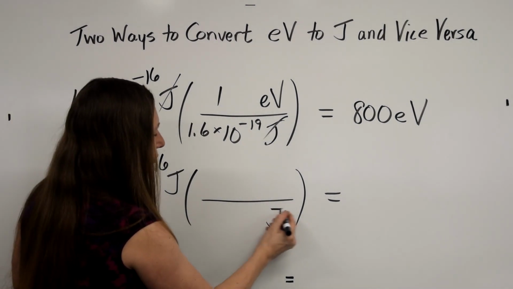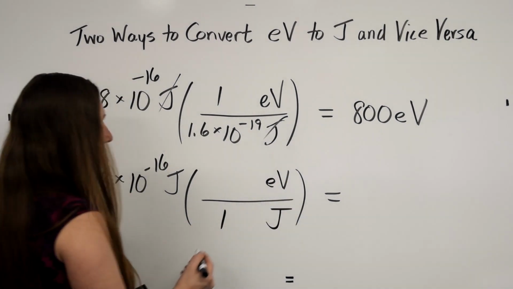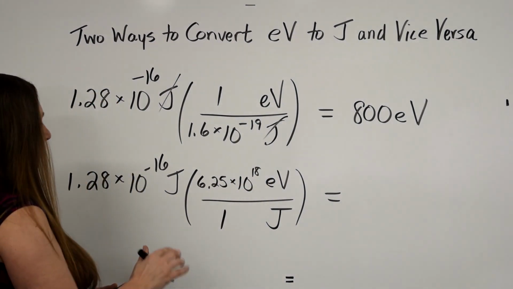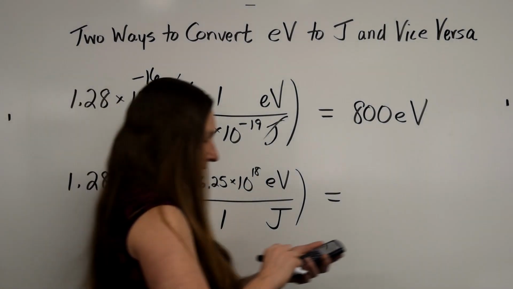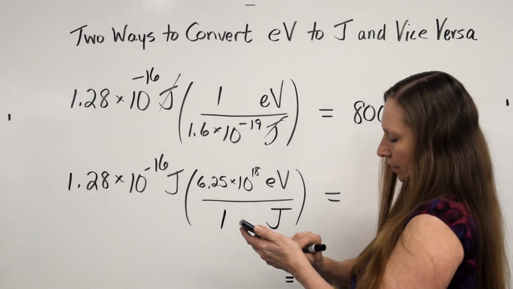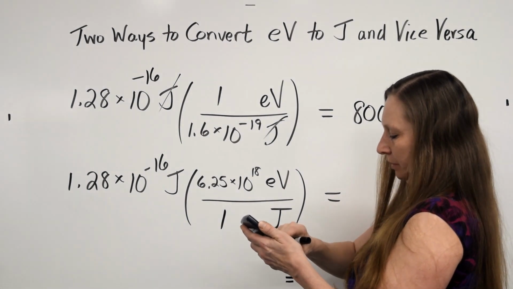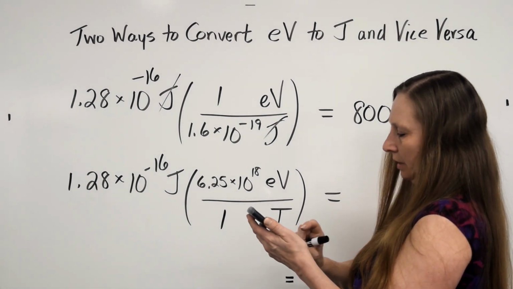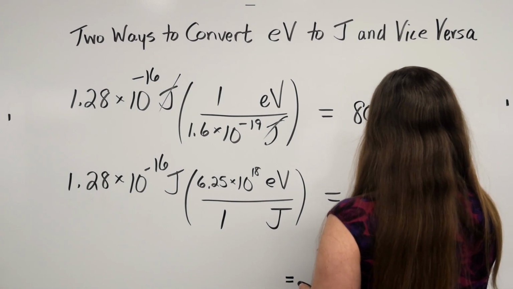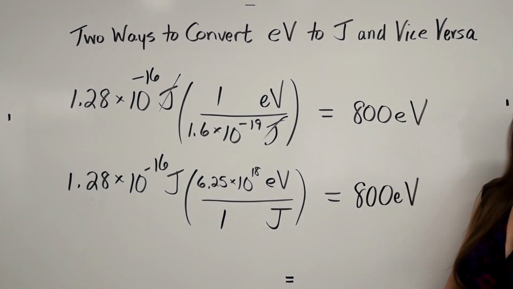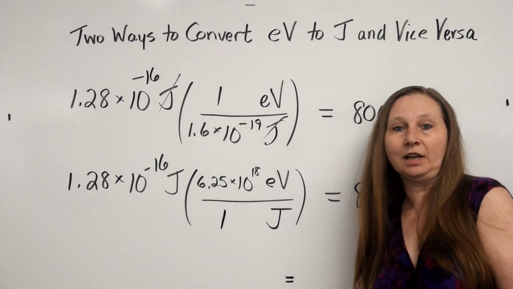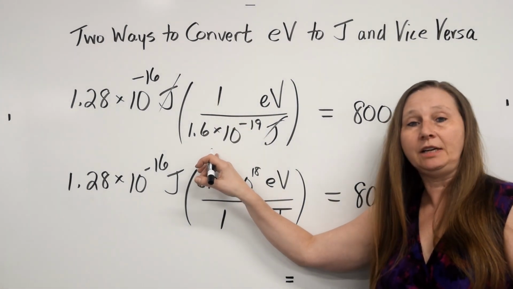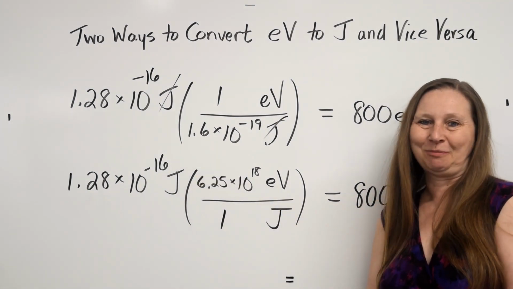Now down here, joules, electron volts. Keep in mind that 1 joule is 6.25 times 10 to the 18th electron volts. So now let's multiply this number by that number and see what we get. 1.28 times 10 to the negative 16 times 6.25 times 10 to the 18th. And we get, imagine that, 800 electron volts. Okay, so we're not going to have any trouble converting electron volts to joules. And again, remember that this one, 1 electron volt equals 1.6 times 10 to the negative 19 joules, is right on the front of your reference tables.